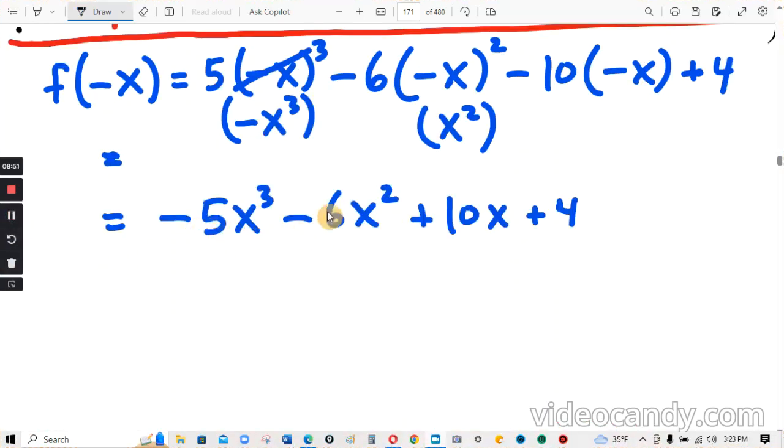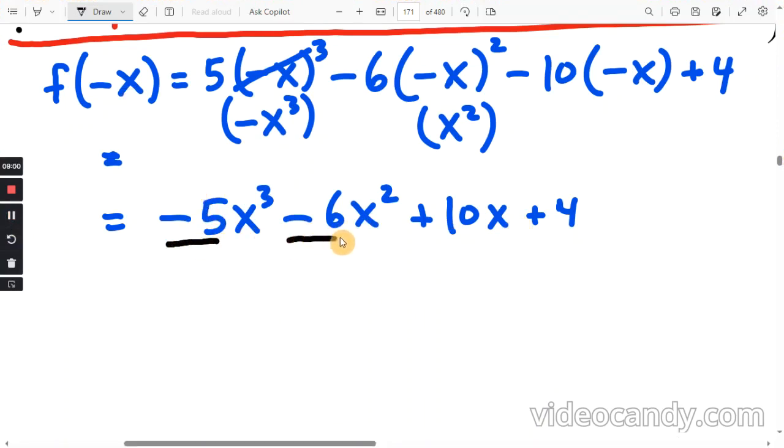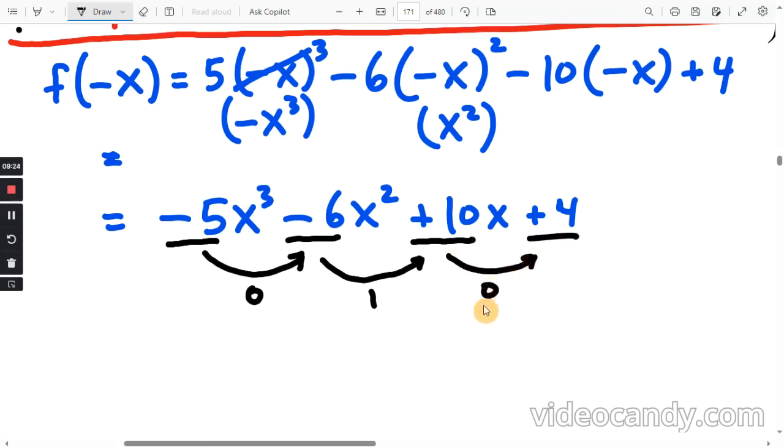Anyhow, here is our function for f of negative x. Let's count the sign changes. Right here we're going negative to negative, so from here to here, the plus minus sign did not change. Right here we're going from negative to positive, so the sign did change. Right here we're going from positive to positive, so the sign did not change. So we only had one plus minus sign change. And if we add the number of sign changes, that's just 1.